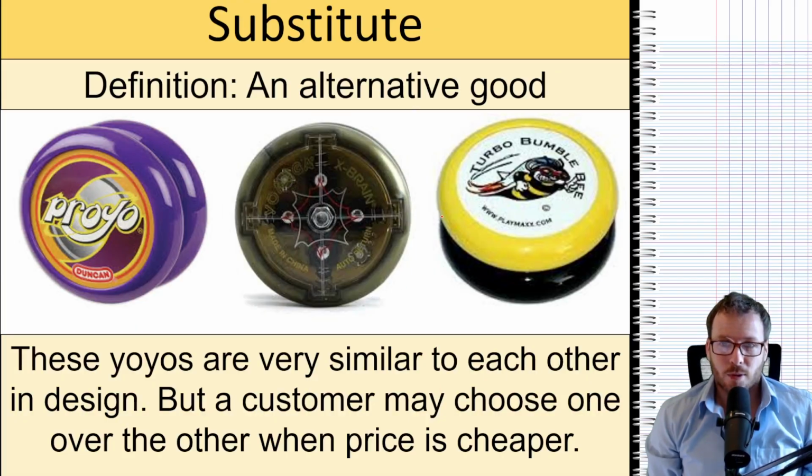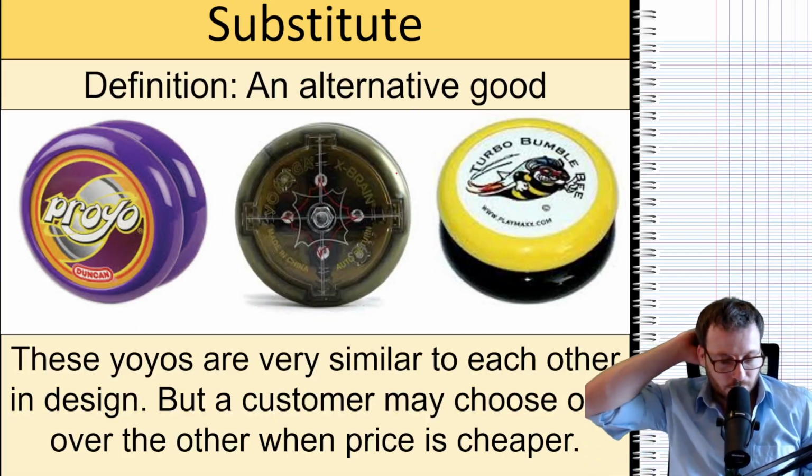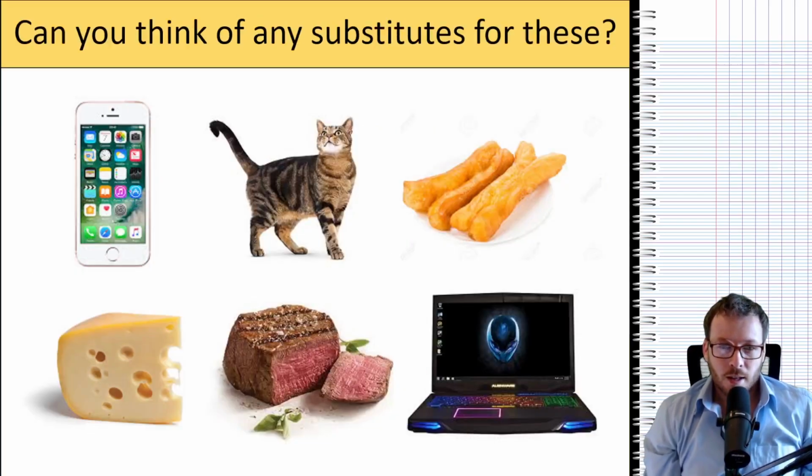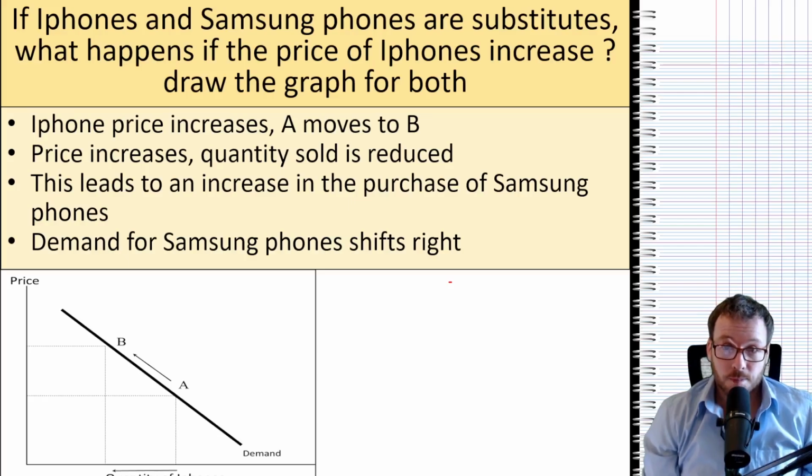All right, moving forward, substitutes. So substitutes is an easy definition, an alternative good. Three types of yo-yo here when I was a kid. This one was the best for spin, and this one was the smoothest I'd ever had. Loved it. Now, there's substitutes for everything, okay? Substitutes for steak could be pork or tofu. Substitutes for cheese, jam on bread. Substitutes for a cat, a dog. Next question then. iPhones and Samsung phones are substitutes. What happens if the price of iPhones increases?